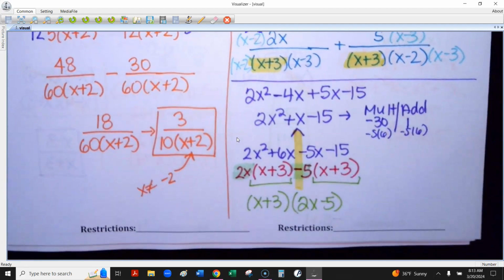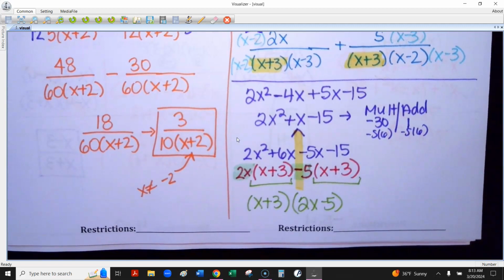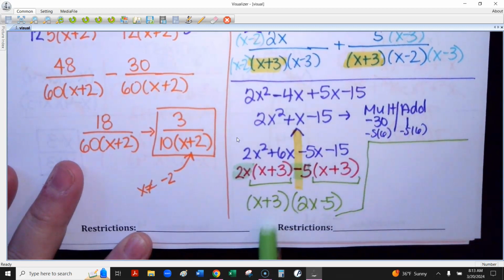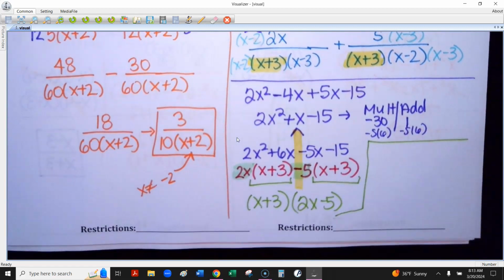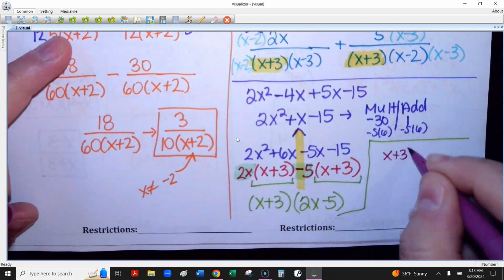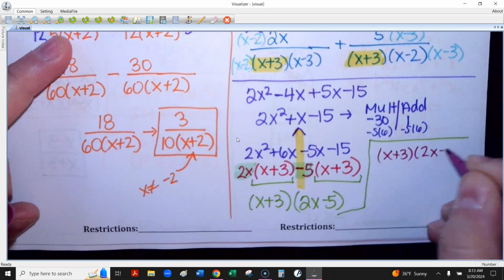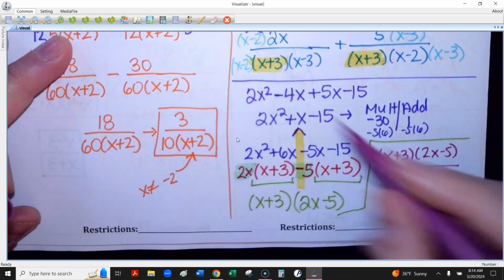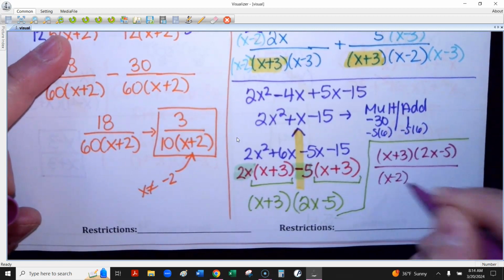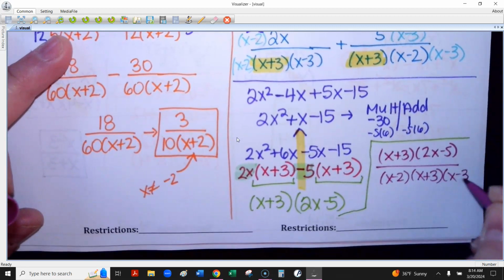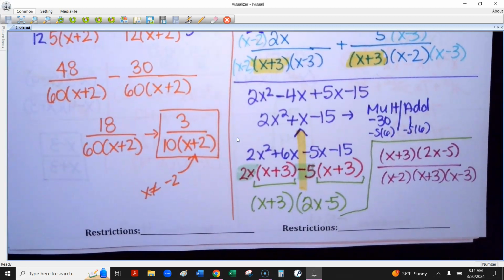Okay, now I'm really sorry. I probably should have given us some more space for this problem. So here's what we have. That is the top of the fraction. Let me grab another color. All right, so we have x plus 3. We have 2x minus 5. Our common denominator, once we created that, we had x minus 2, x plus 3, and x minus 3. It doesn't have to be written in a particular order.